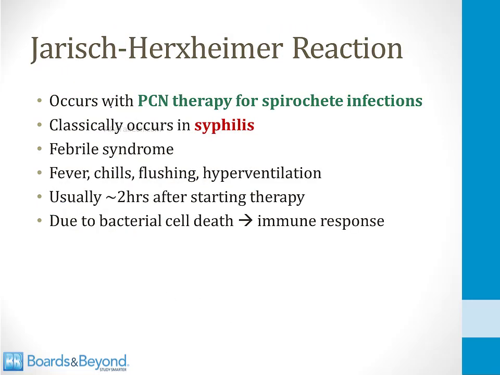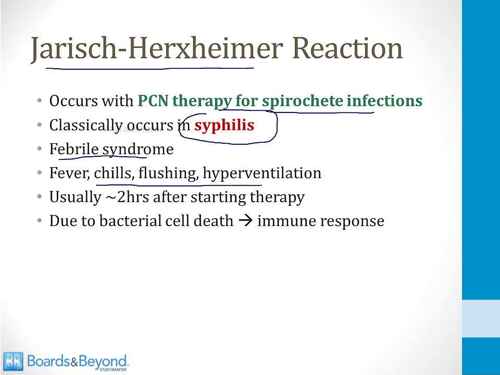There is a reaction that can be seen after administration of penicillin that can mimic a hypersensitivity reaction, but it is not an allergic reaction to the drug. This is called the Jarisch-Herxheimer reaction. This occurs when penicillin therapy is used to treat spirochete infections. It classically occurs in the setting of syphilis. This reaction is a febrile syndrome that involves fever, chills, flushing, and hyperventilation. It usually occurs 2 hours after starting therapy. This is not an allergic reaction to the drug. This occurs because of bacterial cell death, which leads to an immune response.